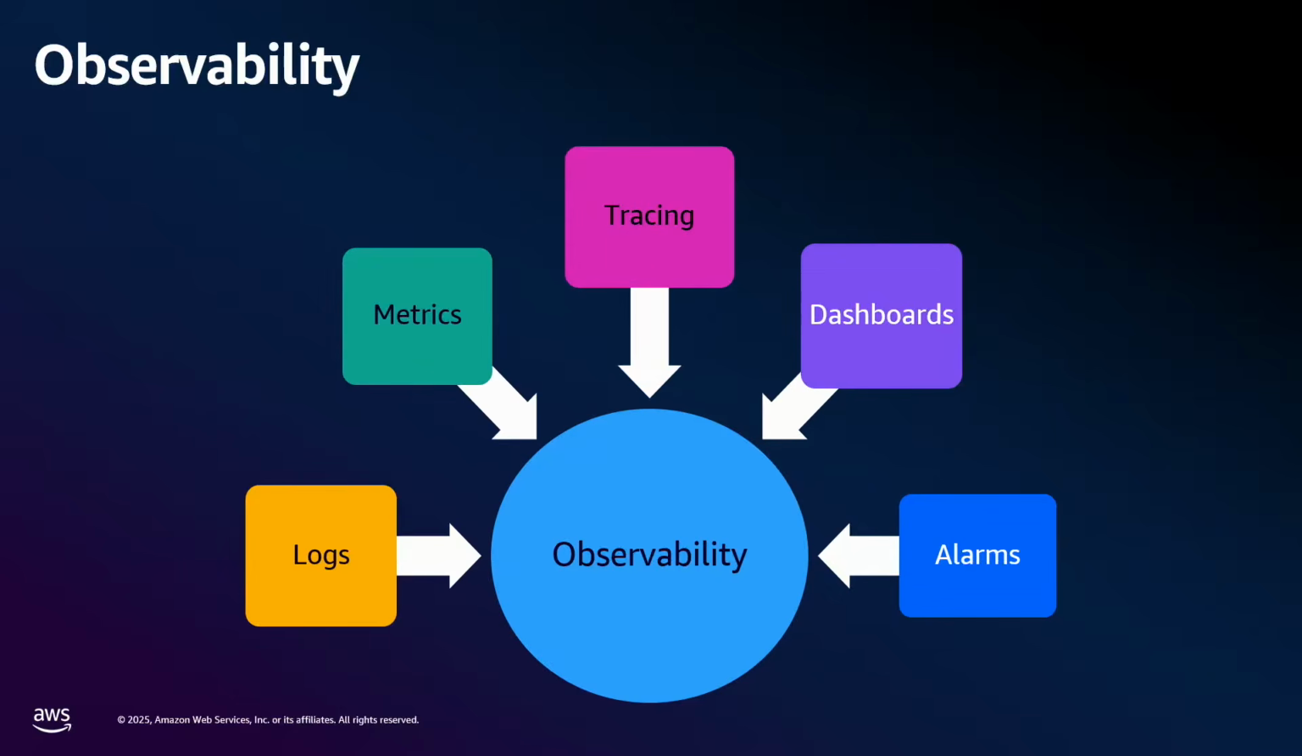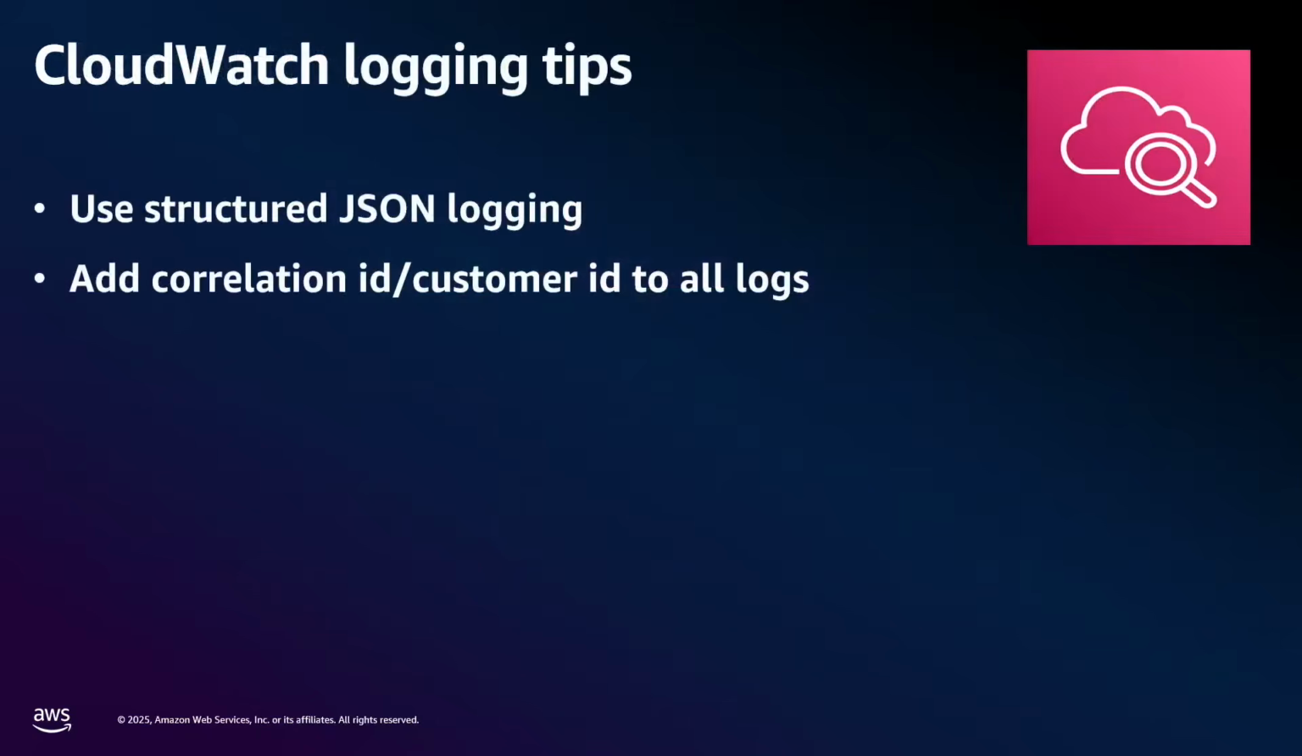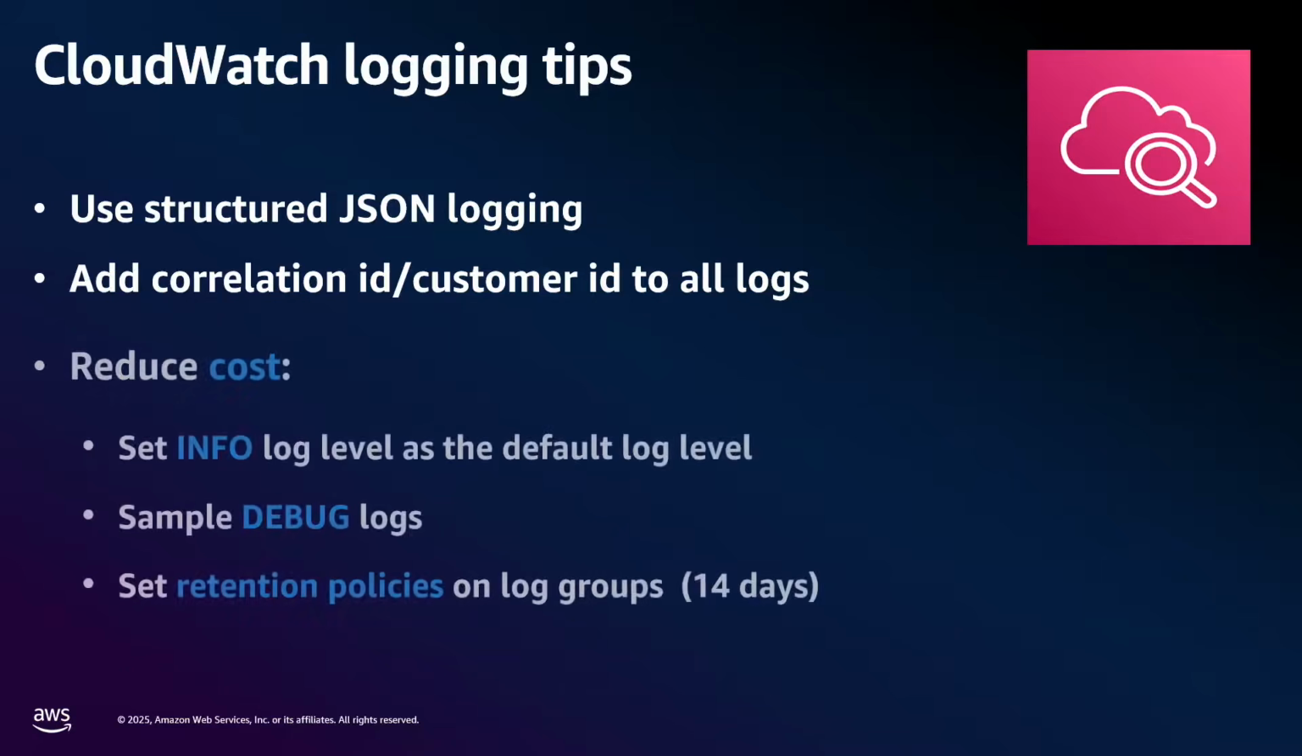In terms of logging, you want to make sure that you're doing structured logging with JSON. And you also want to include some correlation IDs in your logs so that you can easily find related log messages for a particular issue. So you want to be able to find logs by customer ID or tenant ID and so on.